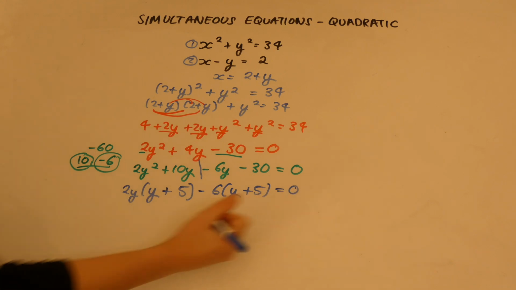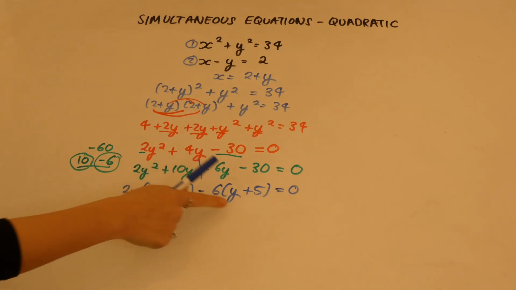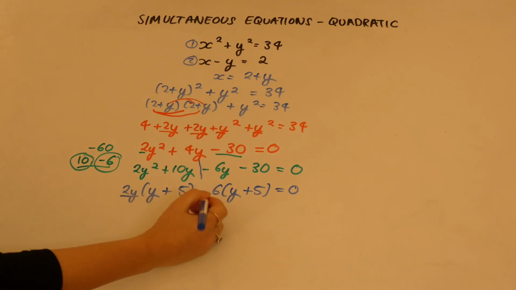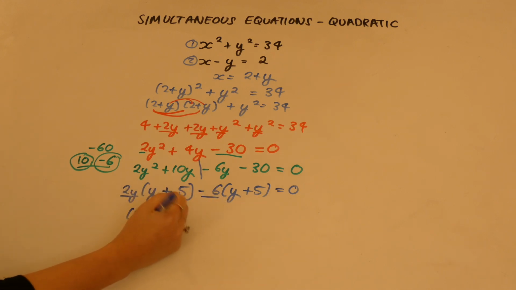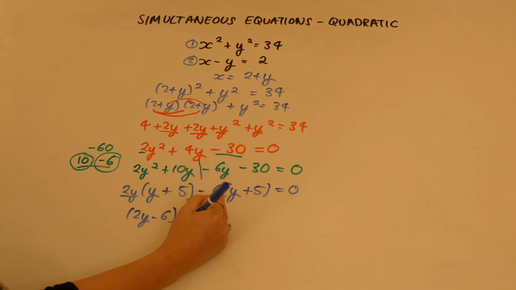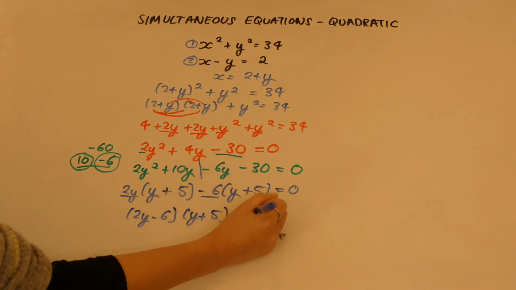And that equals 0. Once we've got to this stage and we've got two repeated brackets, we know we're on the right track. So all we need to do is take the terms outside of the bracket, which is just 2y minus 6, and put them in their own bracket. And then take down one of the repeating brackets, which is just y plus 5, and that equals 0.